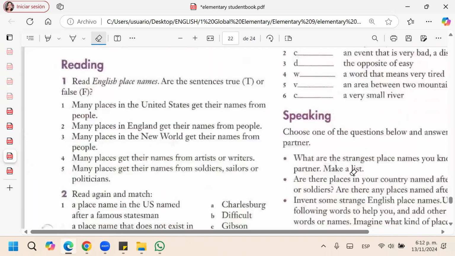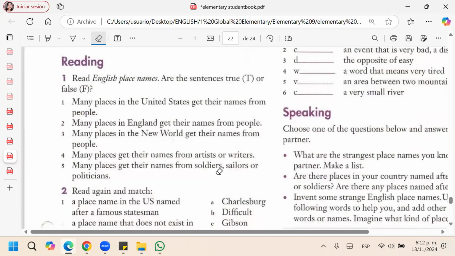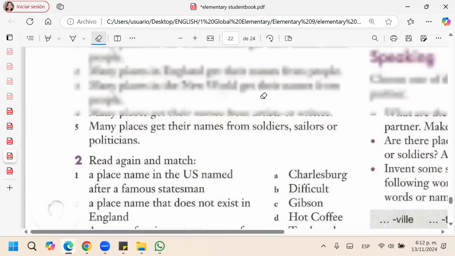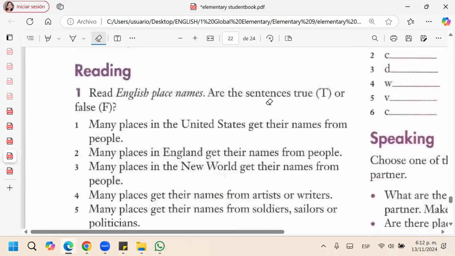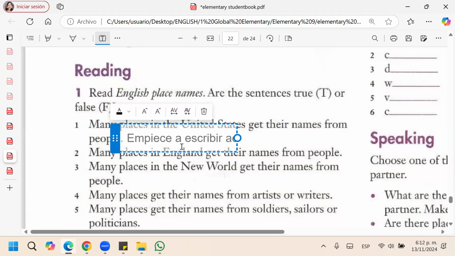So we have here in this part, this activity. I'm going to be reading some sentences and you have to tell me what you think, if it is true or if it is false. Look at this. Many places in the United States get their names from people. That's true or false? What do you think? Tell me. It's true. Many places in the US get their names from people.